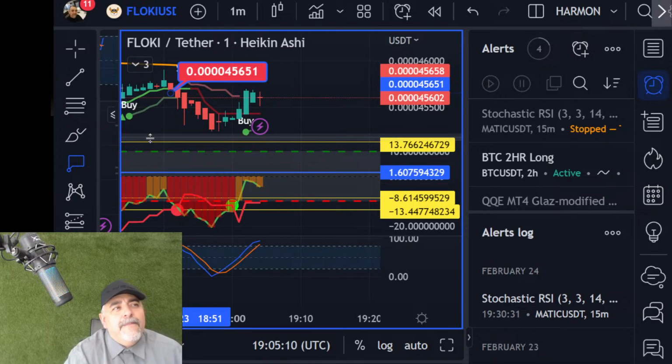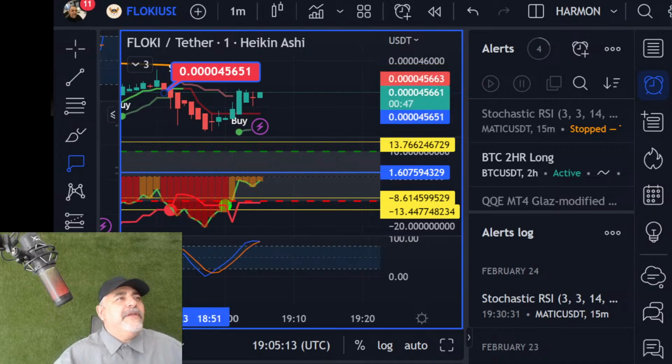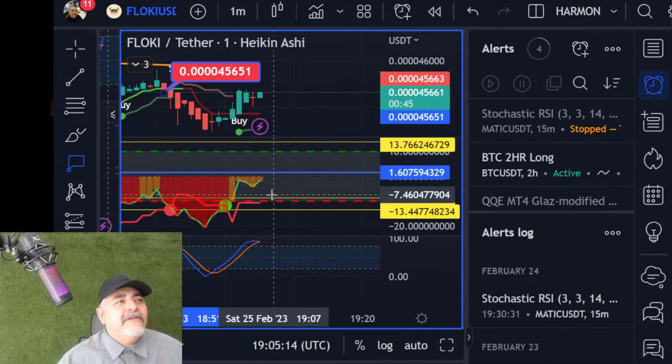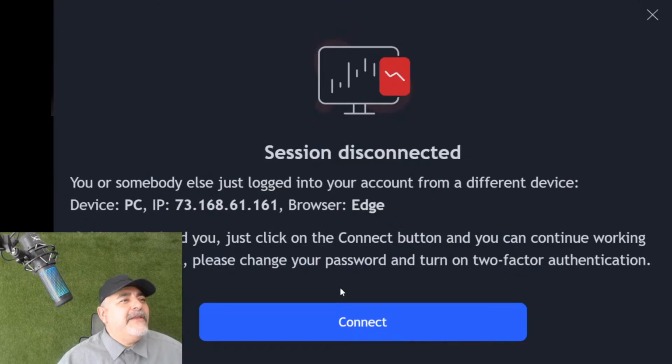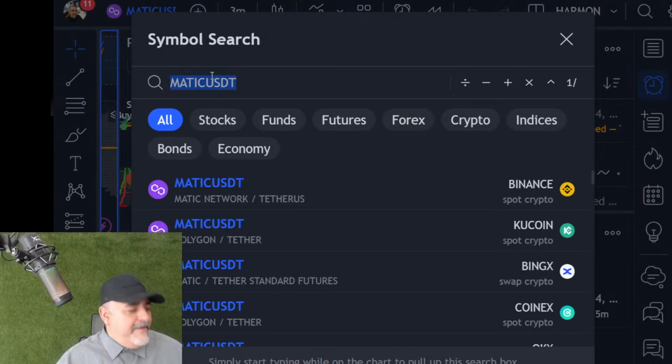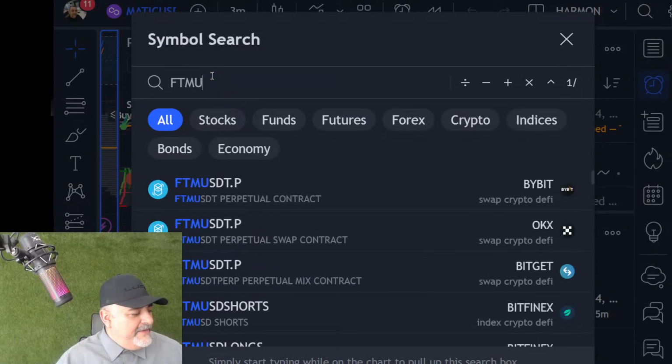All right, we're gonna put Floki there. See that? See right there? It doesn't want to break right there. All right, hold on. Let's go check this out. Floki, we're gonna keep right there. Phantom USDT, right? Phantom FTM USDT.